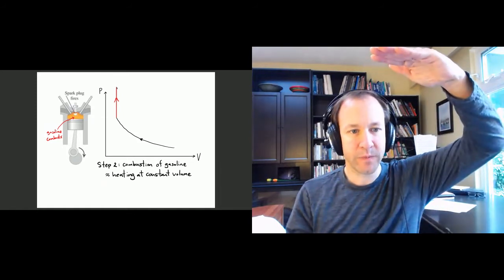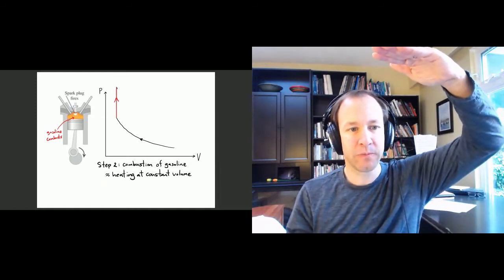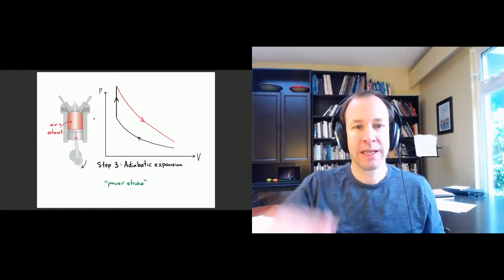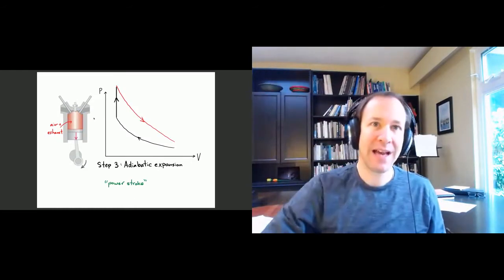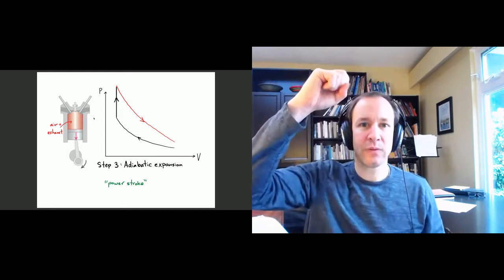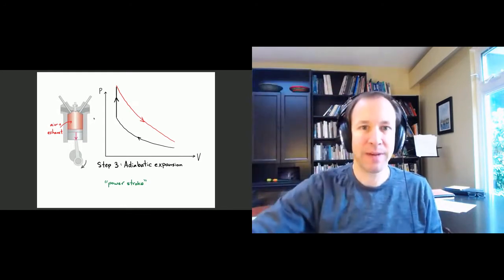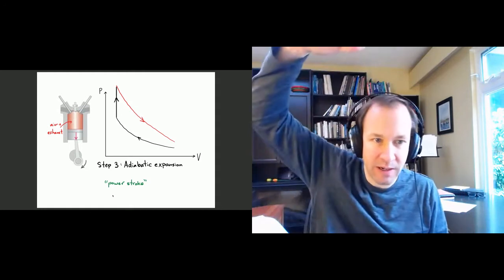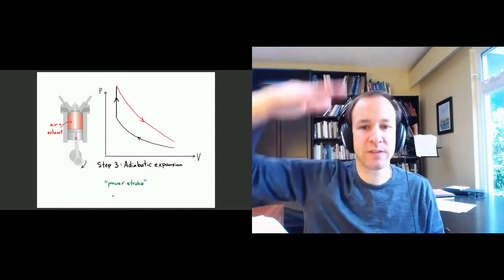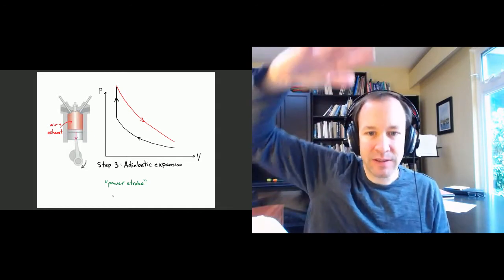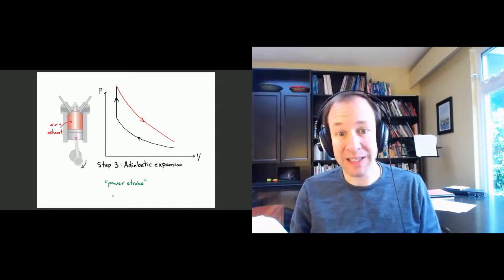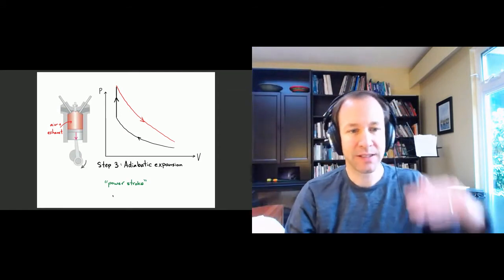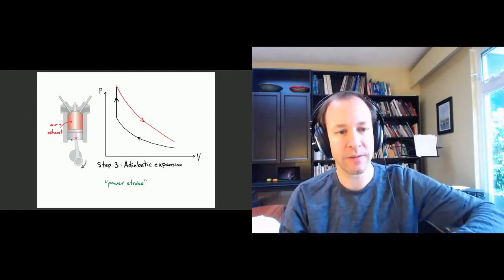Now, at this point, the extra pressure is going to push the piston down with a lot of force. And so we have this step, which again happens very rapidly. And we model this, therefore, as an adiabatic expansion of the gas. This is called the power stroke. It's the place where the gas is really doing all of the positive work during the cycle. And so that pushes the piston down.